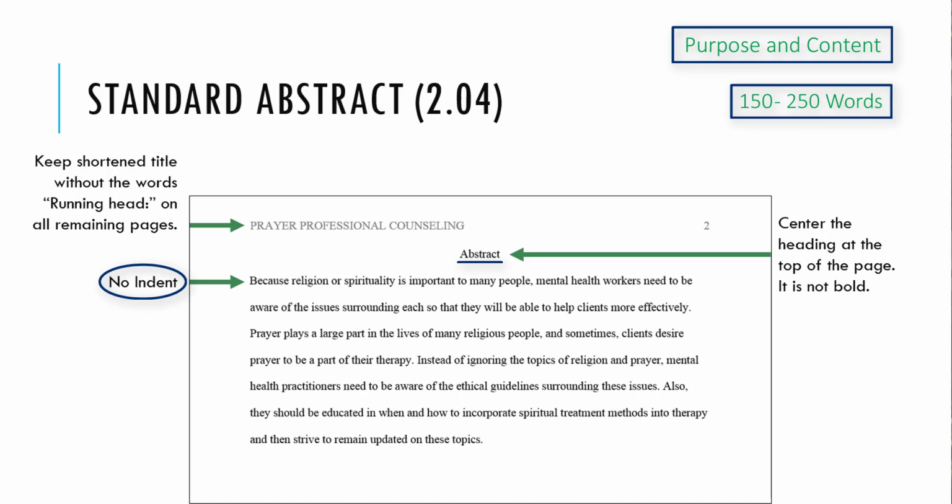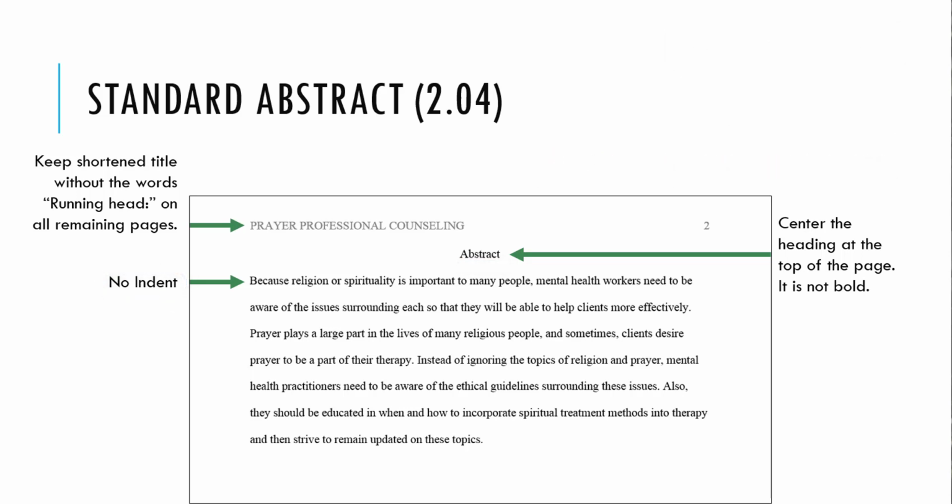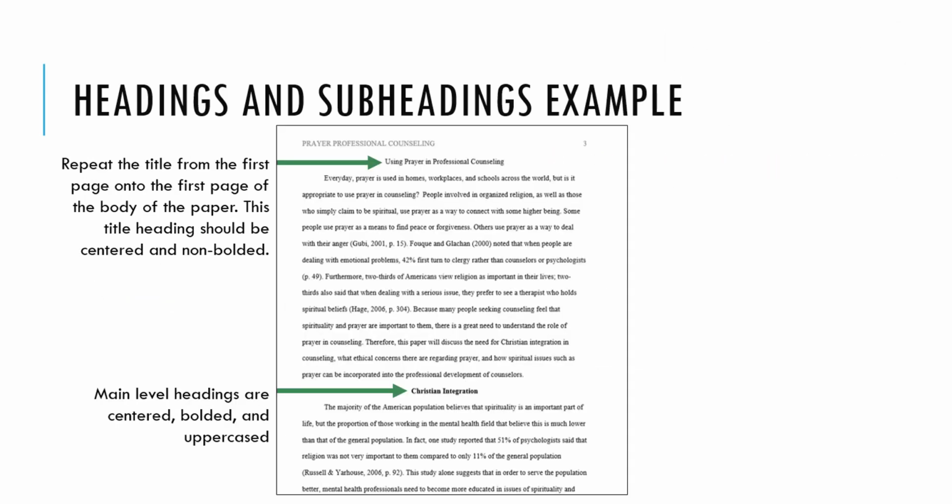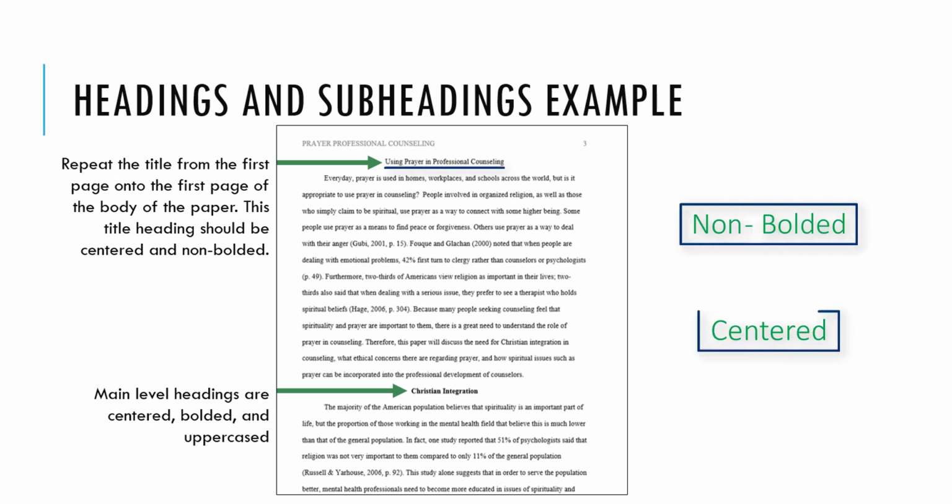The font will be the same as the rest of the paper, 12-point Times New Roman. Please note that abstracts are not always required for assignments. You should check with your professor to see if he or she would like you to include one. The main body is where the content of your paper will be located. At the start of this section, restate your title, non-bolded and centered, on a new page.